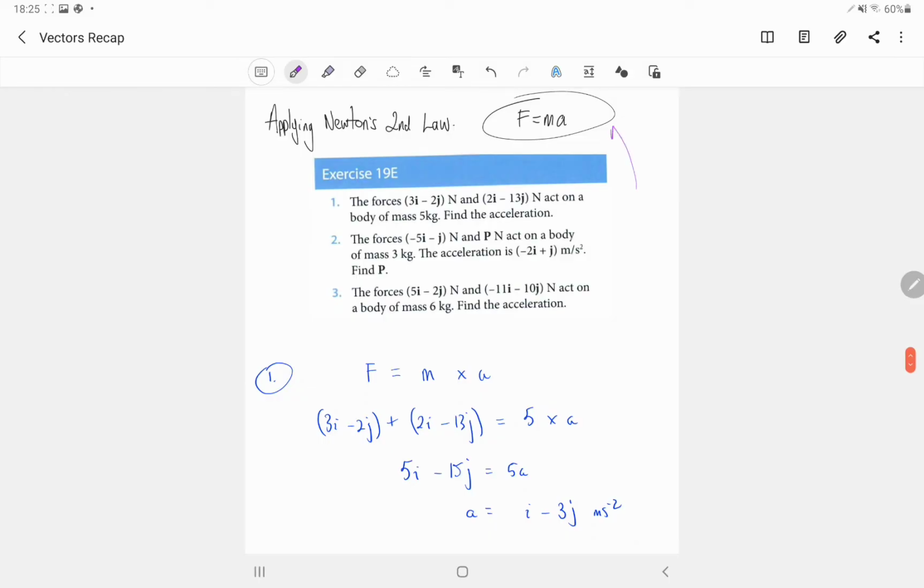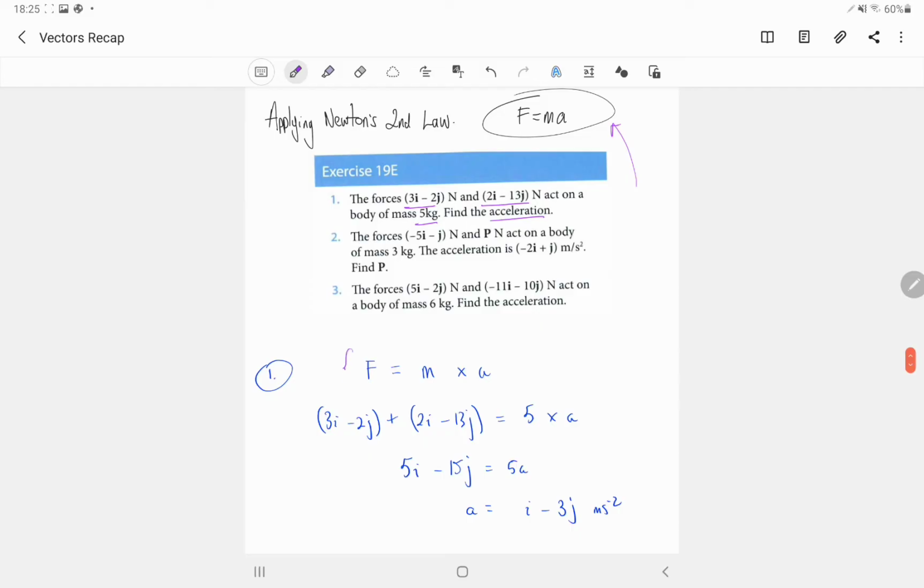19e, we're going to start applying F equals ma. So we have a force, another force acting on the body with a mass 5, and we're looking for acceleration. So here's our equation. Force is equal to ma, but this force is a resultant force. So we add together the forces that were given. So it's always the resultant force is equal to mass times acceleration. Our mass is 5. This is what we're trying to work out.